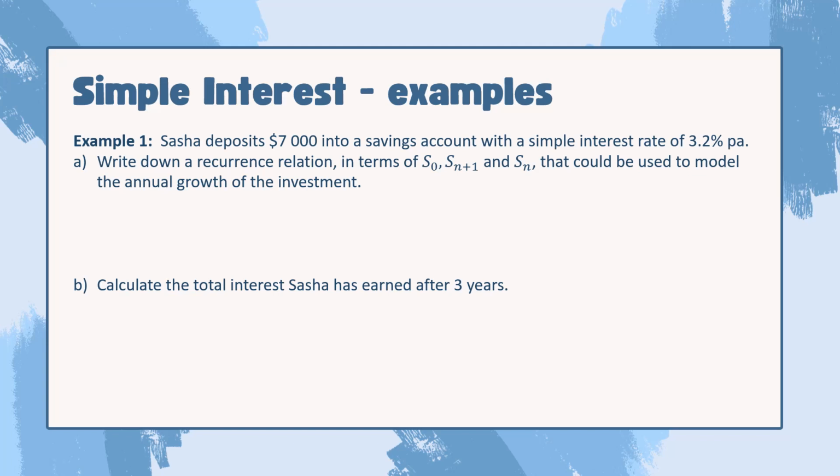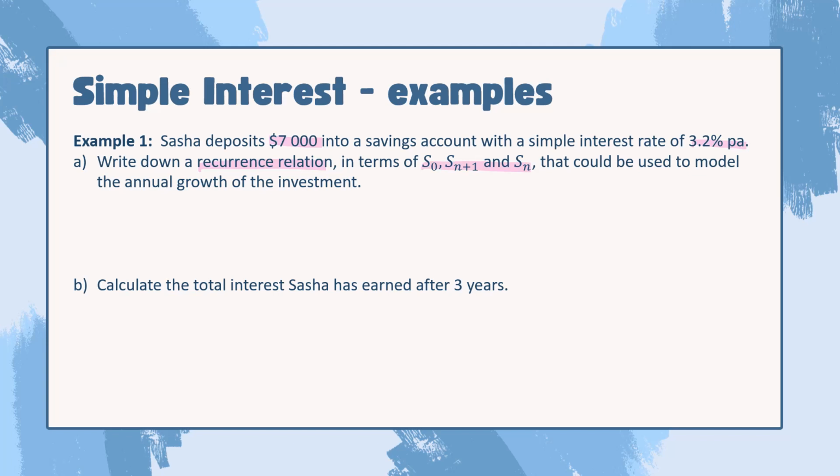Moving into some examples now. Example 1, Sasha deposits $7,000 into a savings account with a simple interest rate of 3.2% per annum. First, we want to write down a recurrence relation in terms of S0, Sn plus 1 and Sn that can be used to model the annual growth of this investment.